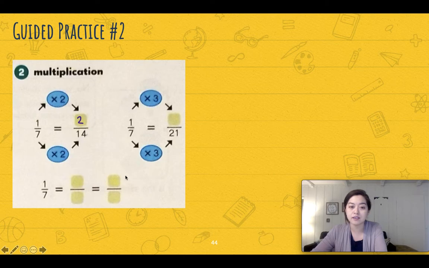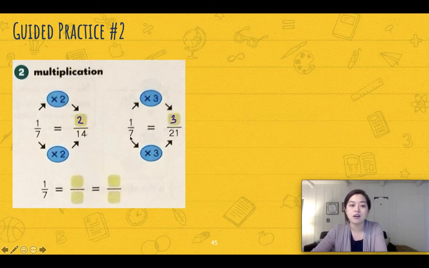Let's look at this example here. Okay, so we're multiplying the numerator by 3 and the denominator by 3. 1 times 3 is what? It's 3. 7 times 3 is what? It's 21. So 1/7 is equivalent to 3/21. You can also write it like this for these two: 1/7 is equivalent to 2/14, which is equivalent to 3/21.